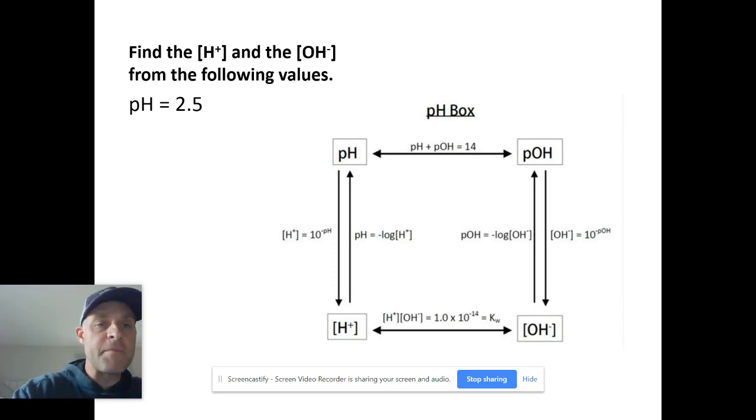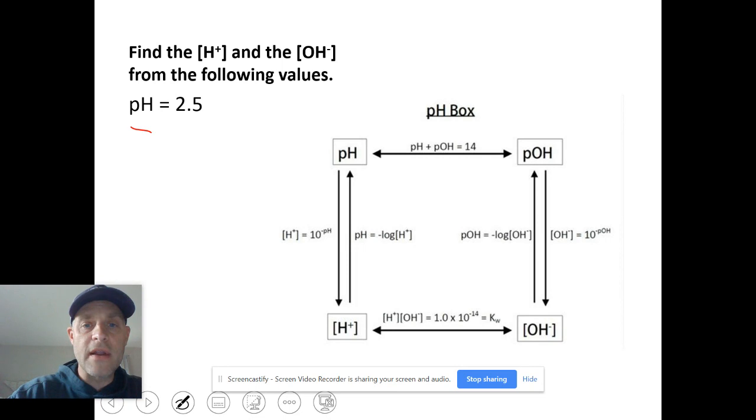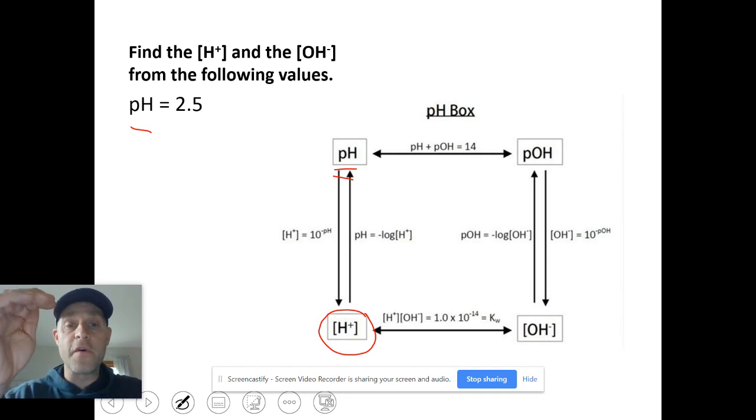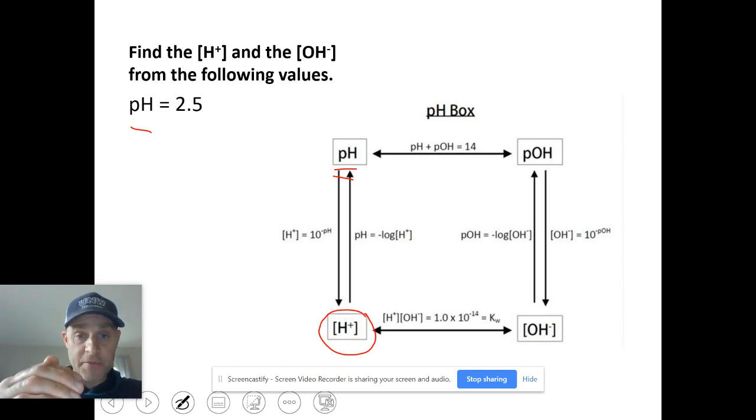So for this one, I have pH, right? So look right here. Okay, here's pH. All I'm going to make you find is the H plus. So one step. So how do I go from pH on top to H plus on the bottom? We'll follow the arrow, right?